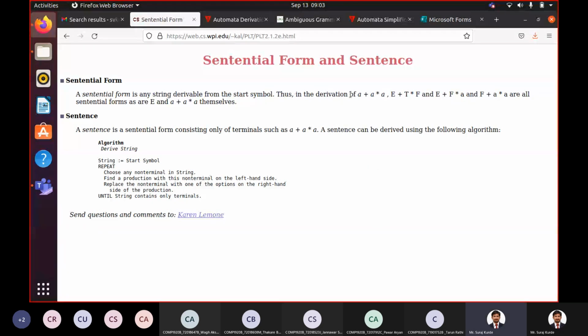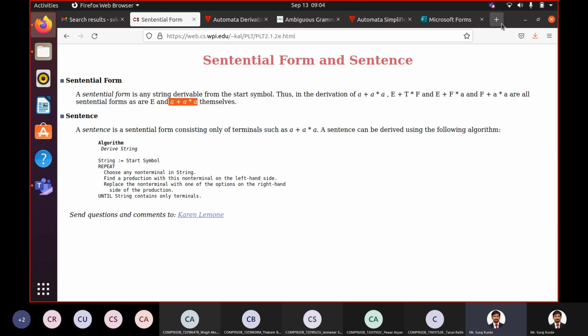Here you can see, if you want to derive this string a plus a into a from the given grammar, then let's say these are the strings which are generated in between: E plus T into F, E plus F into a, F plus a into a. These are all sentential forms along with E and a plus a into a.